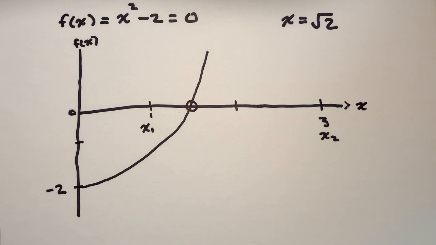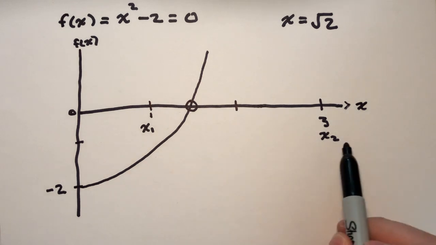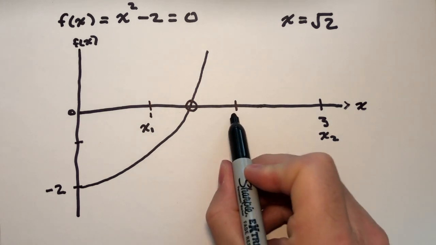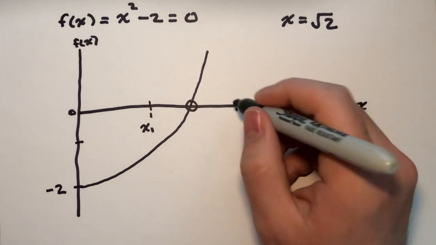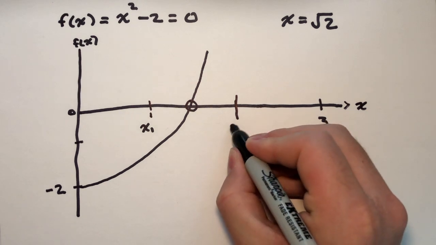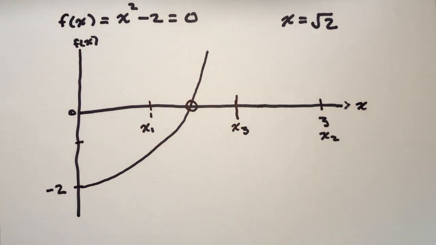Numerical methods for root finding usually involve picking successive x's that get you closer and closer to the root. In the bisection method, your next guess for x will be the average of your two bisecting x's. The average of 1 and 3 is going to be 2. So let's pick this as our next guess for the root. Let's call it x3. And we're going to keep on taking averages to get closer and closer to the actual root.